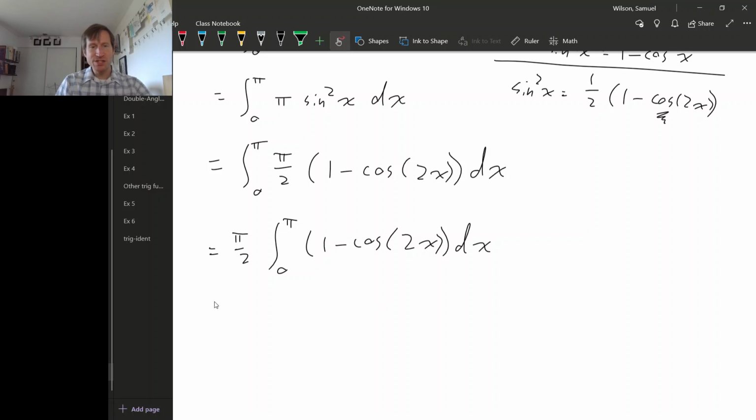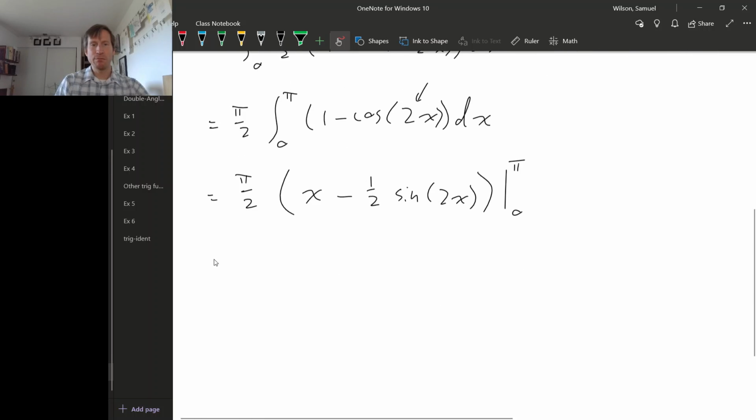And now we can just integrate each piece. So pi over 2 times the antiderivative of 1 is x, minus the antiderivative of cosine 2x. You might need to do a little u substitution to handle the constant in here. But what you're going to get is, I think, 1/2 sine 2x. So this is from 0 to pi.